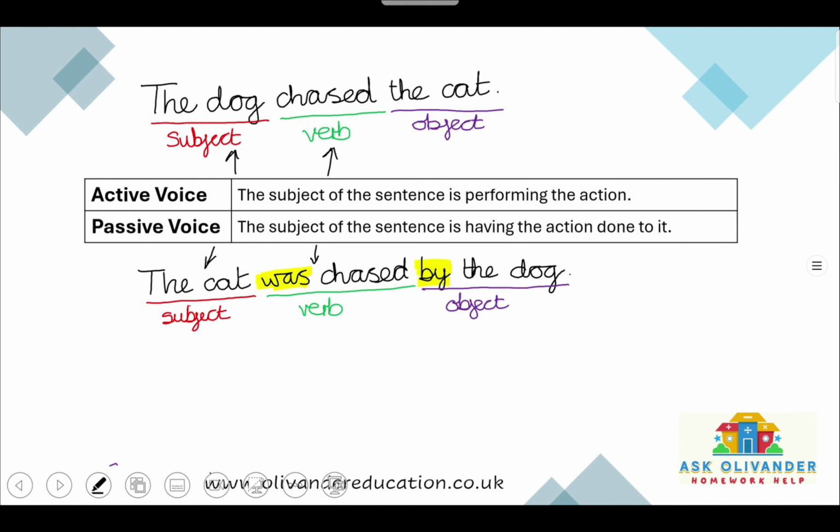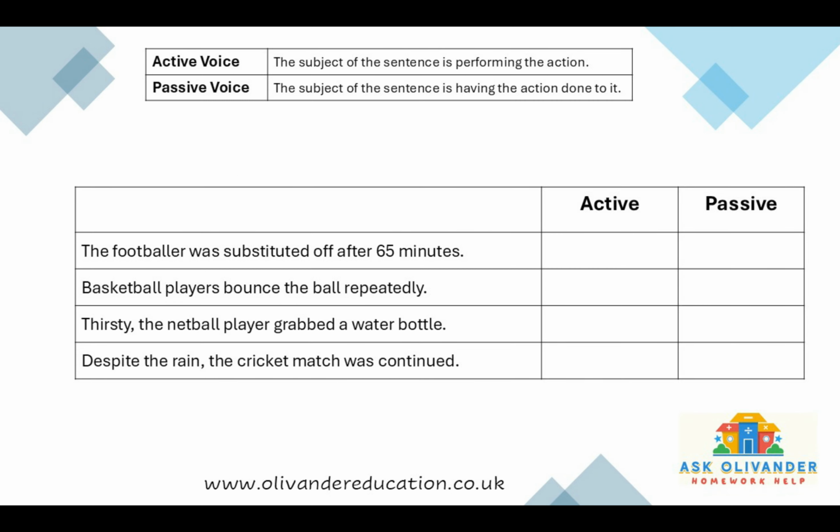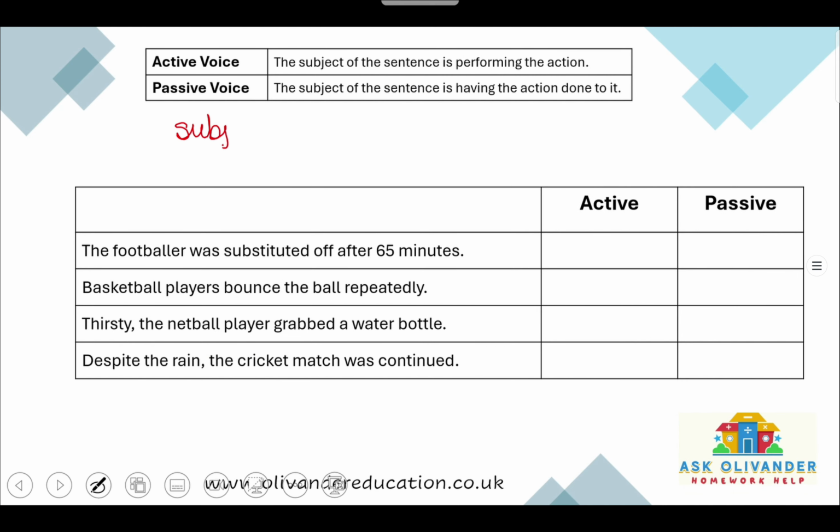A common method for testing children's understanding of active and passive can be seen here, where 4 sentences will be given and the children asked to identify whether they are active or passive. As we have already explored, we will need to be able to identify the subject of the sentence, which I will identify here in red, and the verb or the action of the sentence, which I'll identify with green.